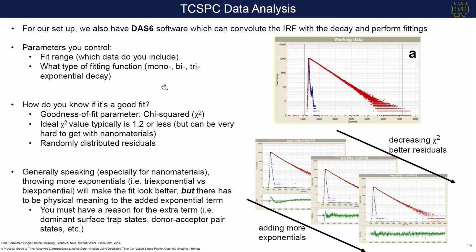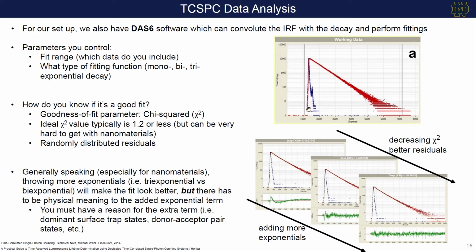But what that means is you as the user have a few parameters that you can control. One of those is the actual fit range. So what is the data that you want to include? That's kind of shown here with these gray bars. You can see this is the initial part of the data, and this gray bar is how much data toward the end you want to include.